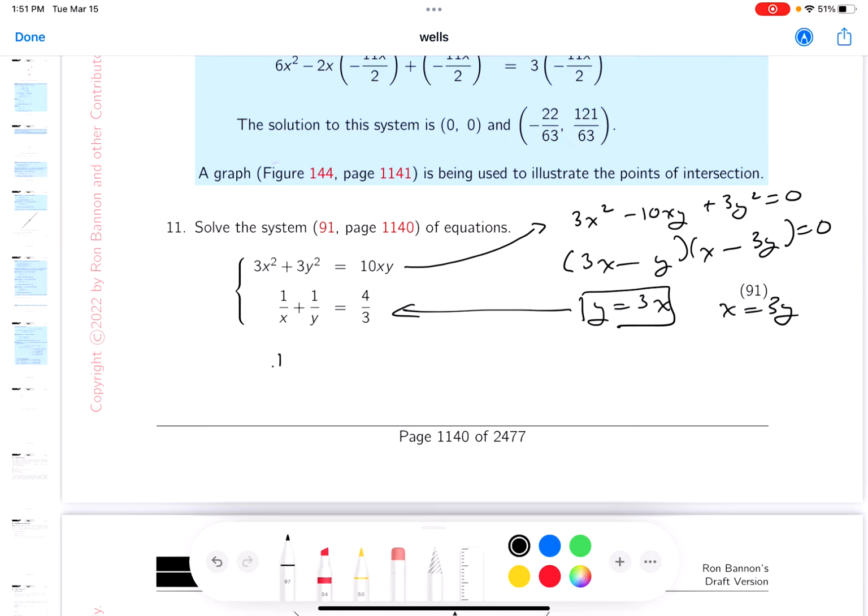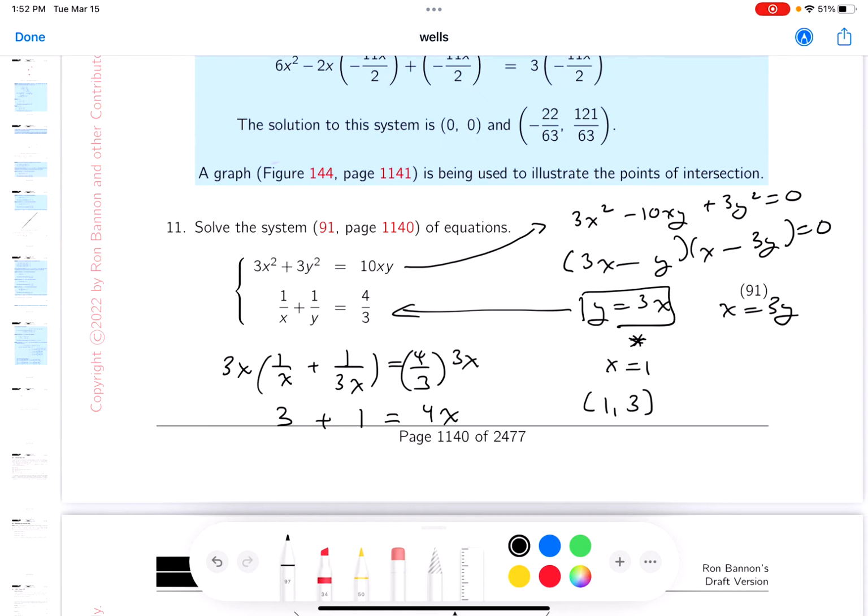You get 1 over x plus 1 over, what's y? It's 3x, equals 4/3. Again, we're doing this one here. I'm going to multiply both sides by 3x. You're going to get, let me write that down for you, 3 plus 1 equals 4x. Well, that's pretty simple. x is equal to 1. All right, if x equals 1, what would y equal? 3. All right, I got my point there.